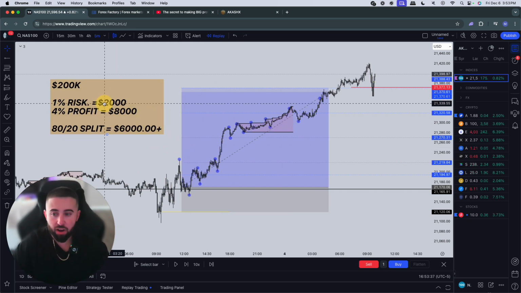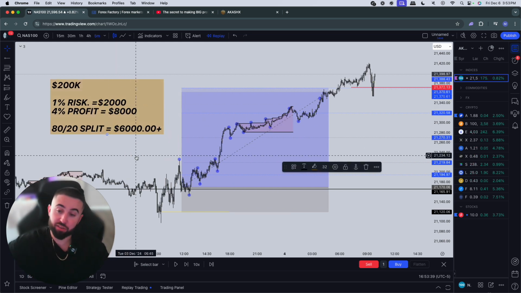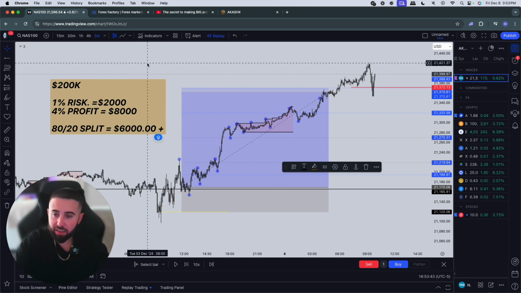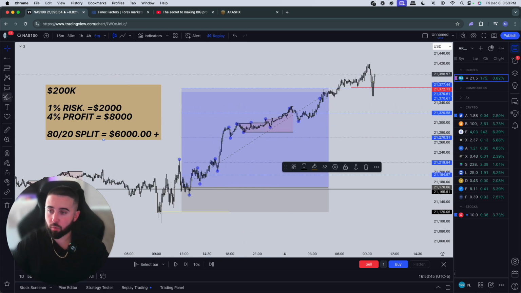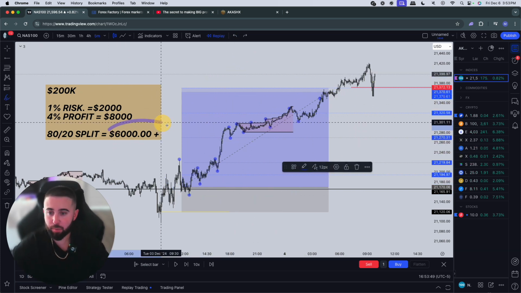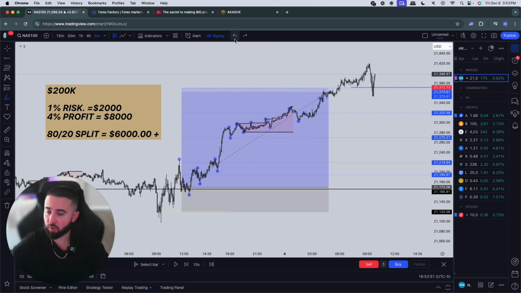One trade. Obviously, you got to pass your phase 1. You got to pass your phase 2. I understand that. But what I'm saying is once you have that account, you can literally take one setup like this for the month, and you can have this type of payout. And this is the type of money that almost nobody in the world makes.